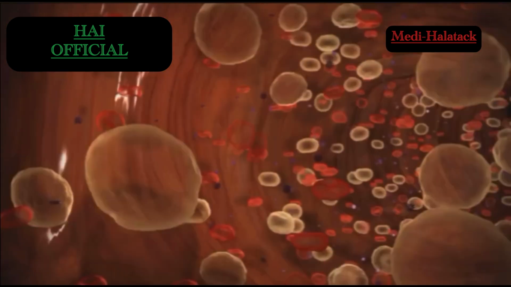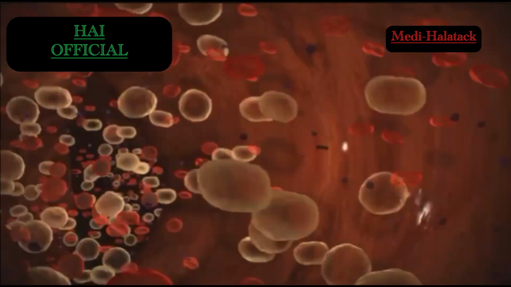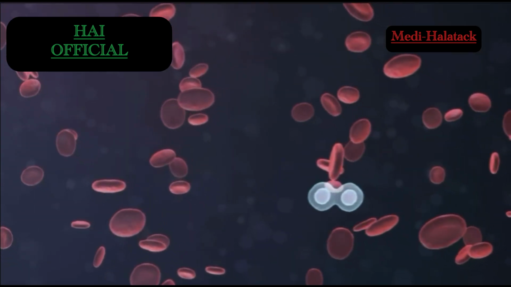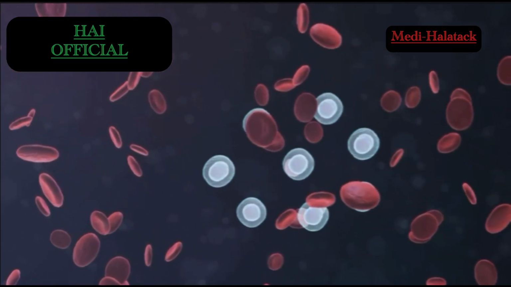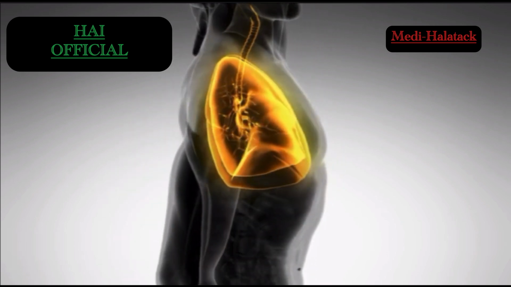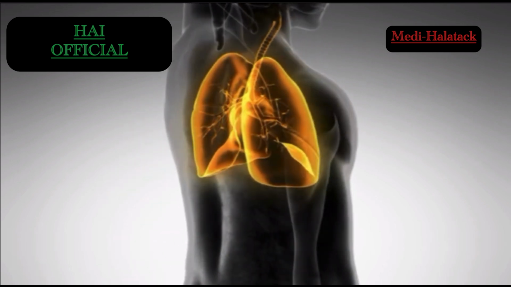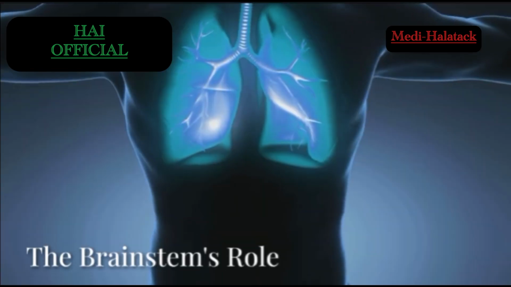The carbon dioxide produced as a waste product of cellular respiration is then transported by the blood back to the lungs, where it is exhaled, completing the respiratory cycle. This intricate interplay between the respiratory and circulatory systems ensures a continuous supply of oxygen for energy production and the efficient removal of metabolic waste products.